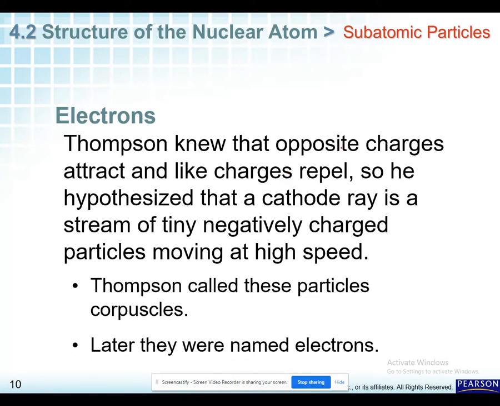Thompson knew that opposite charges attract. So positive and negative attract. And he knew that like charges, such as negative and negative, repelled one another. And so he hypothesized that that beam was negatively charged, and he called these particles corpuscles, and we later called them electrons. Now, why did he think they were negatively charged?